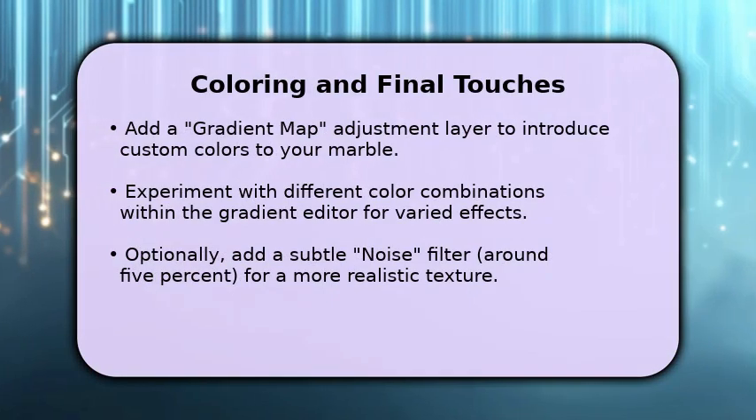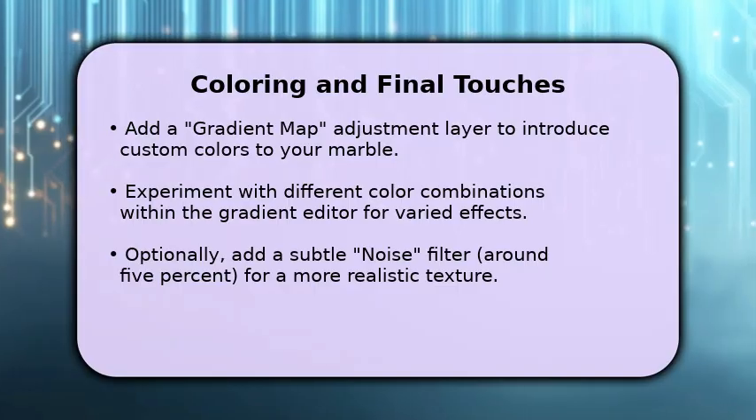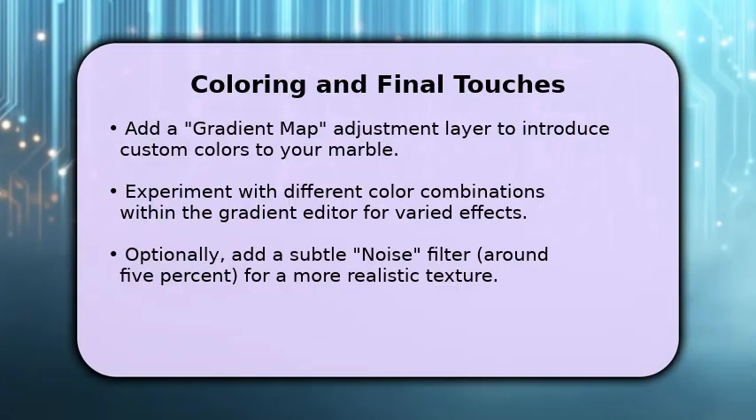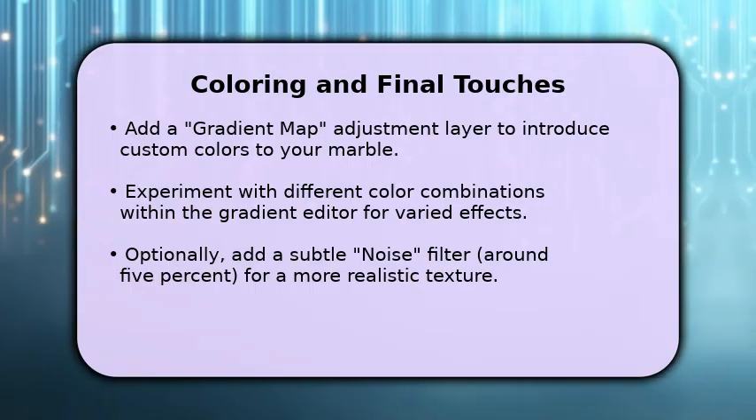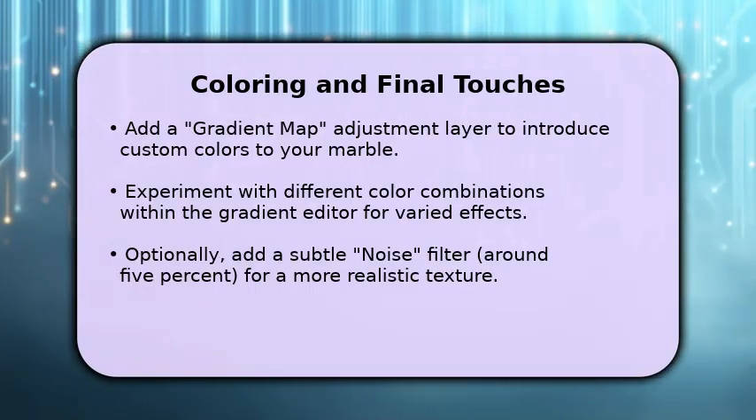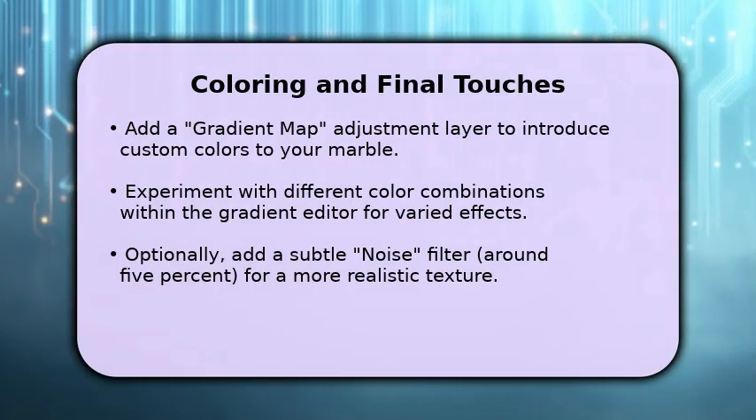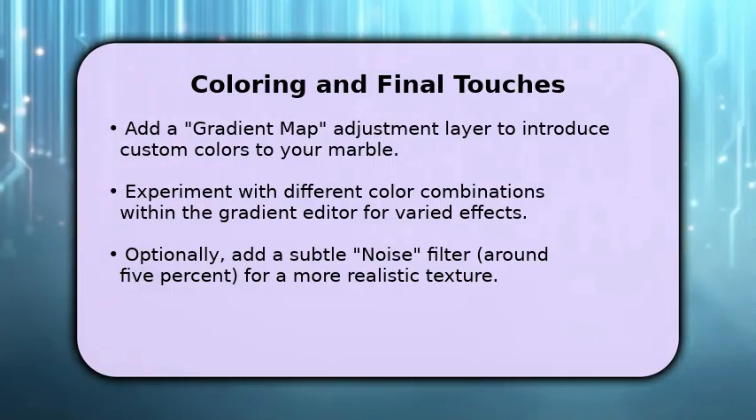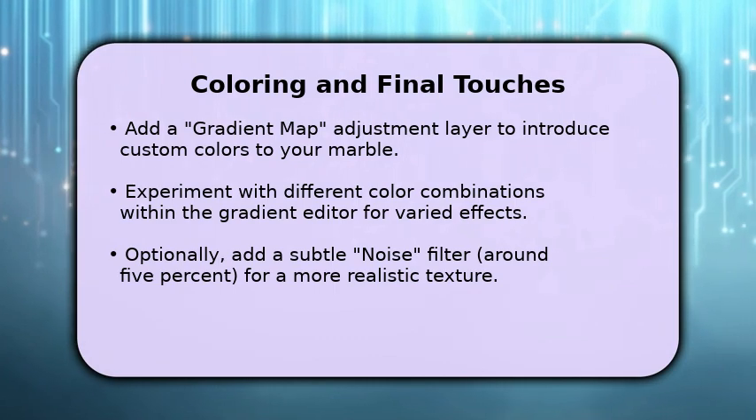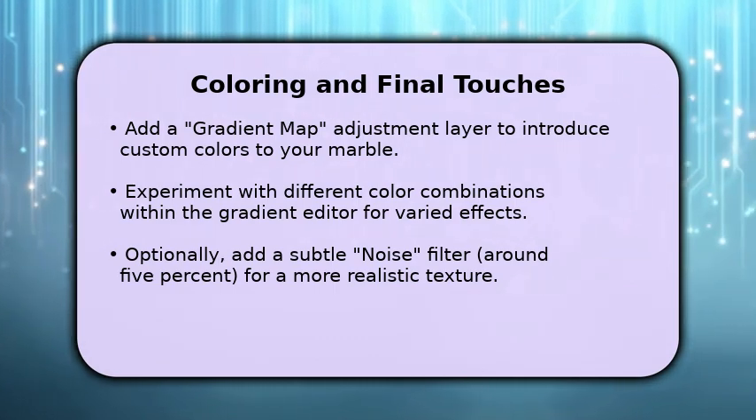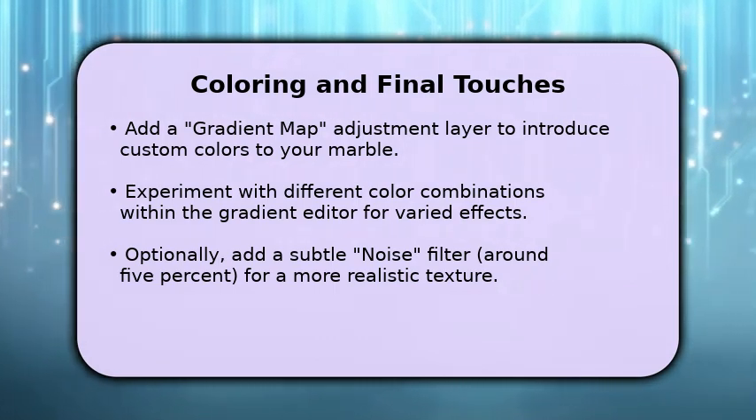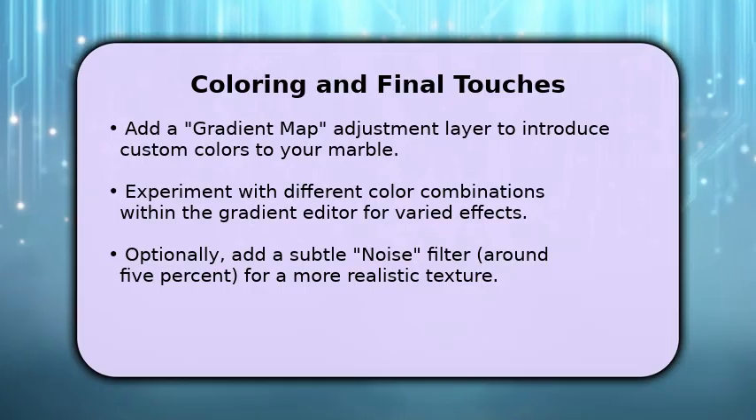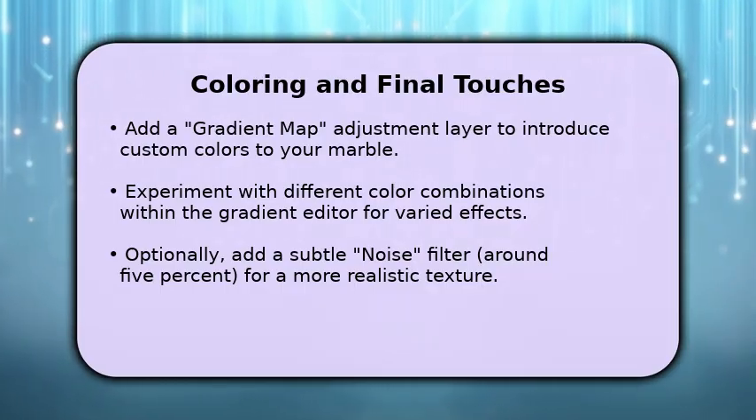For the final touch, let's add color and depth. Create a gradient map adjustment layer from the Layers panel. This allows you to map specific colors to the shadows and highlights of your marble. Experiment with various color combinations in the gradient editor to achieve your desired look, from classic white and gray to vibrant hues. Optionally, apply a small amount of noise, about 5%, to add a touch of natural texture and realism.